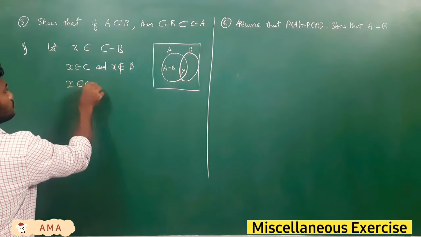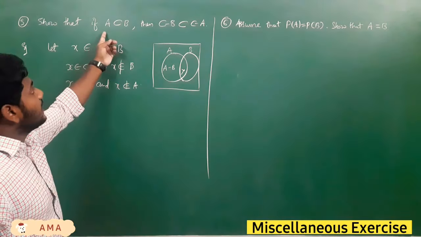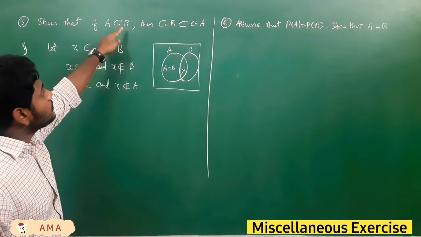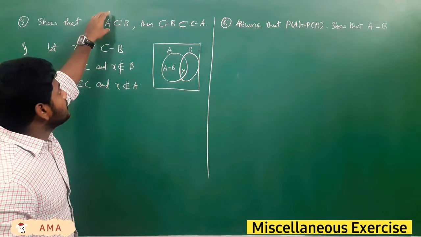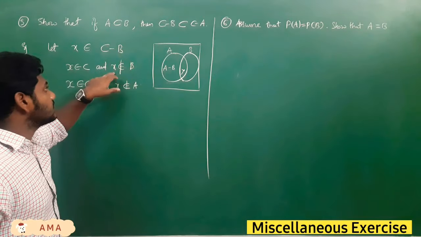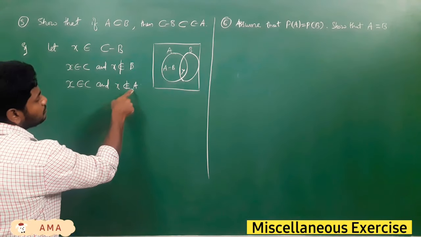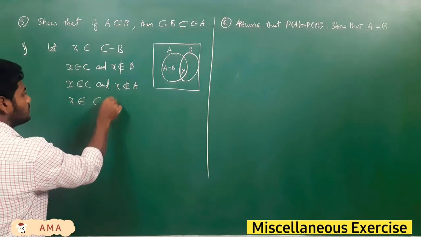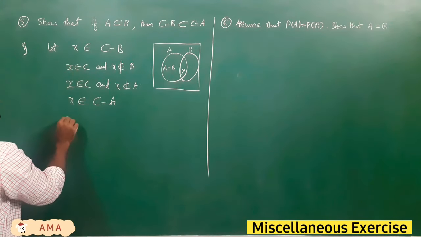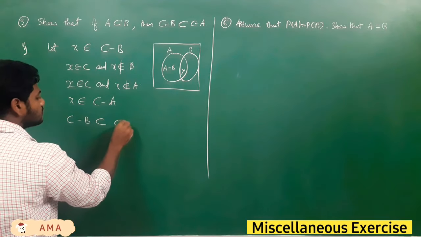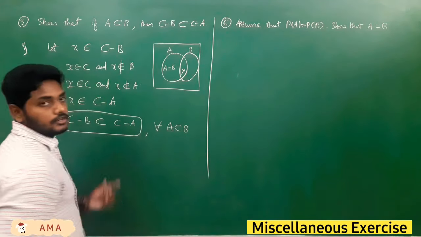Now X belongs to C and X does not belong to A. Check, as A is a subset of B, if an element is not present in B, then it is also not present in A, right or not? Because all elements in A will be there in B. If X is not in B, how can it be present in A? So X belongs to C and X does not belong to A. This is nothing but X belongs to C minus A. Proved or not? That means C minus B is a subset of C minus A, for all A subset of B.